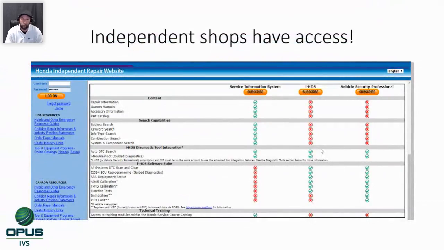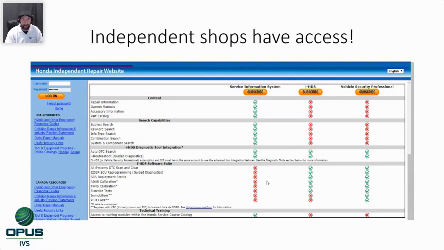And after that, you're going to see what we have available to us. Independent shops have access. It's not just factory. But what do we have access to? We have our service information system, iHDS, which is going to be our software working as a scan tool. And then, of course, we have Vehicle Security Professional for key programming, things of that nature, J2534 programming. You'll see over here, there's a whole chart for them, again, in your PDF.